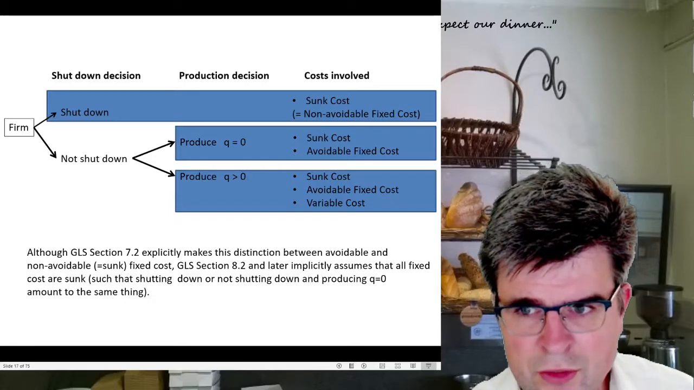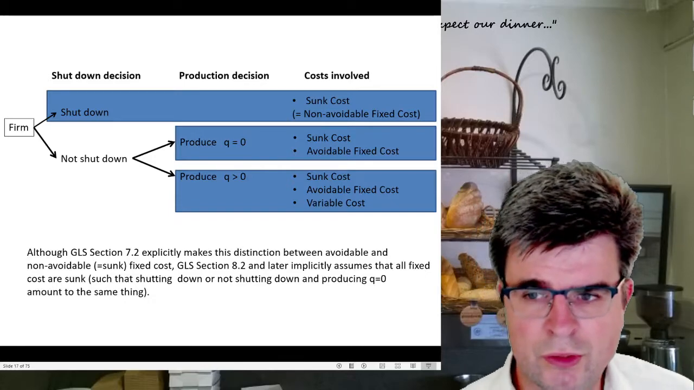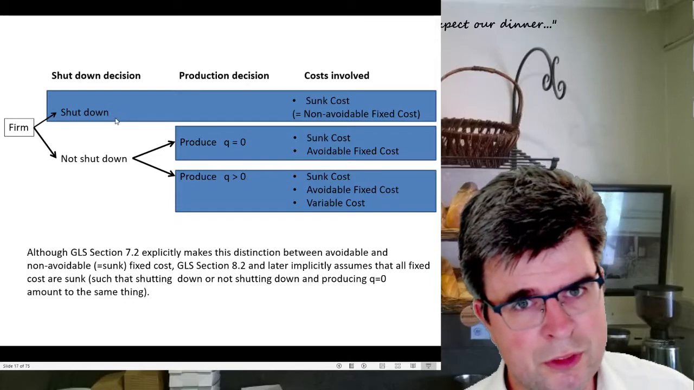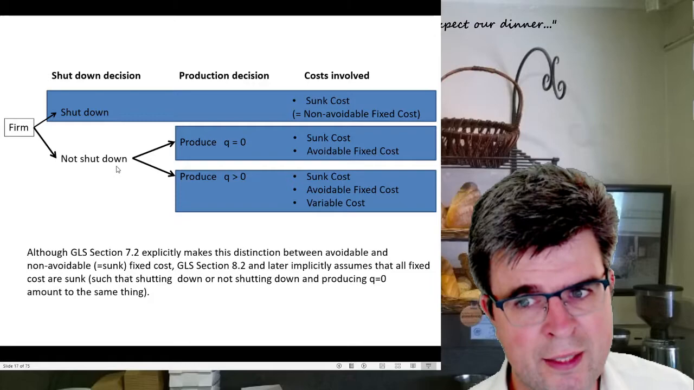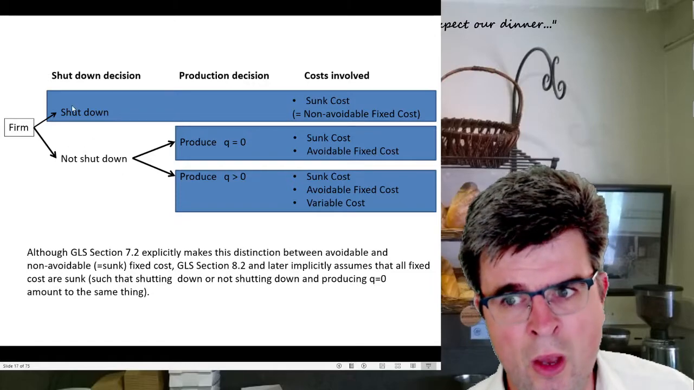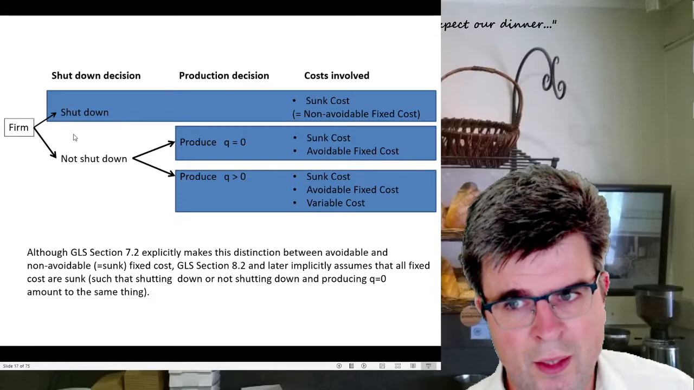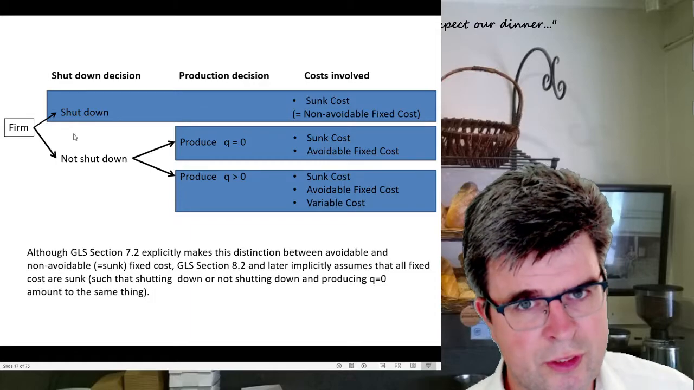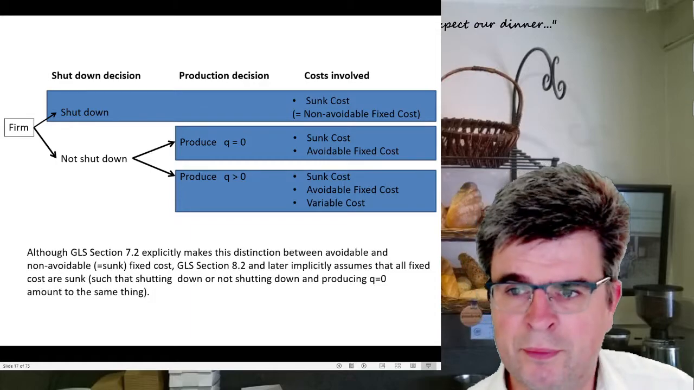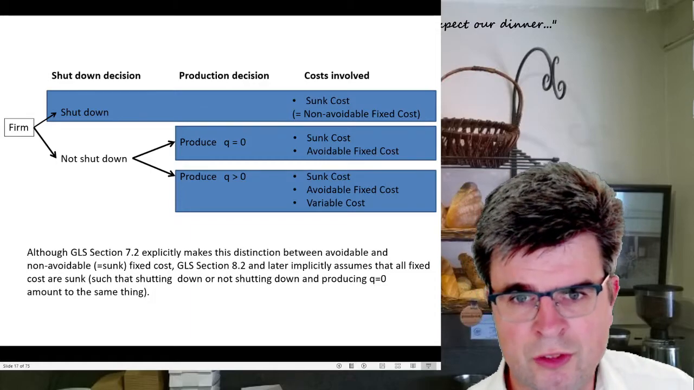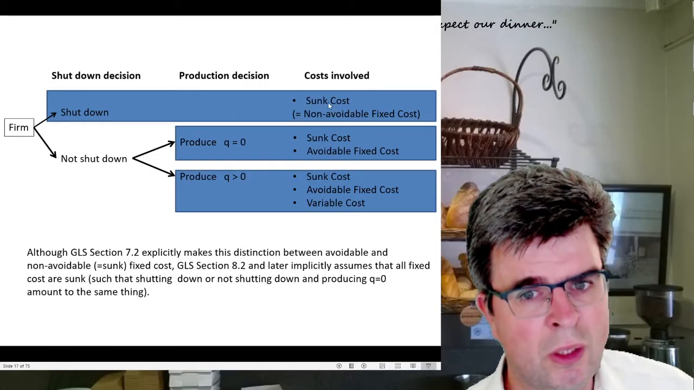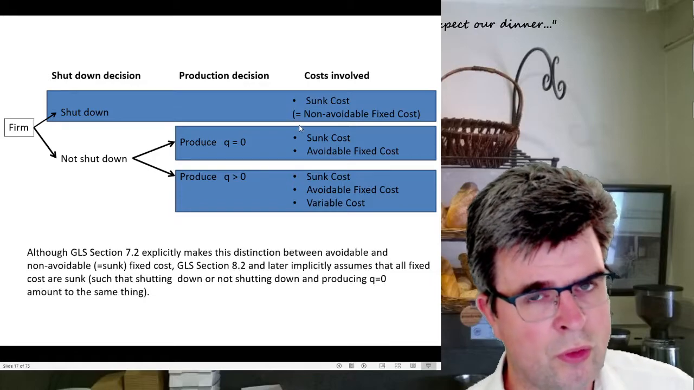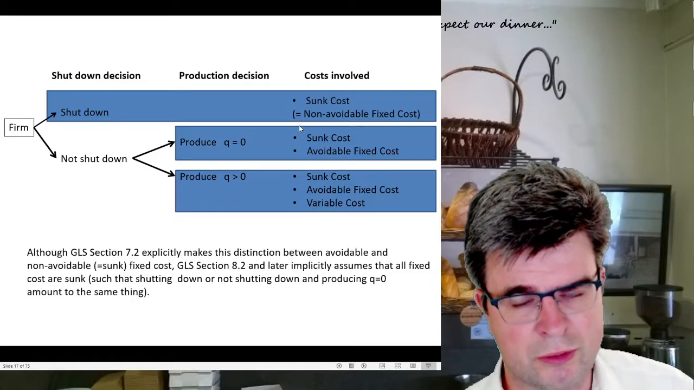So a firm needs to decide first, suppose it's already active in the market, whether it remains active in the market by not shutting down, or to shut down. So that's the first decision to make at the start of the period. And when a firm shuts down, then it still has to make some cost. And these costs are the sunk cost, so the non-avoidable part of the fixed cost.